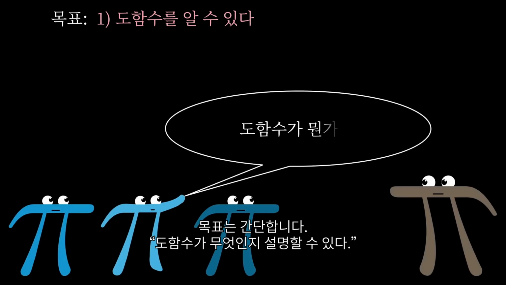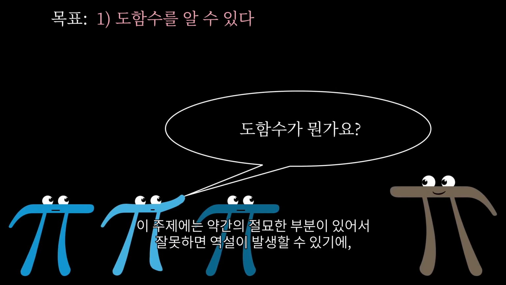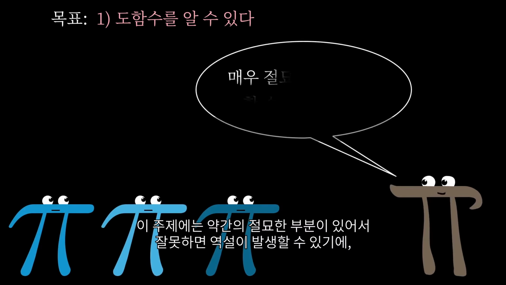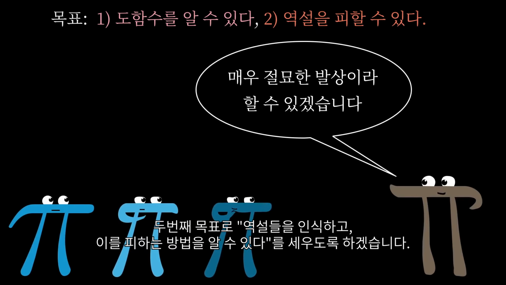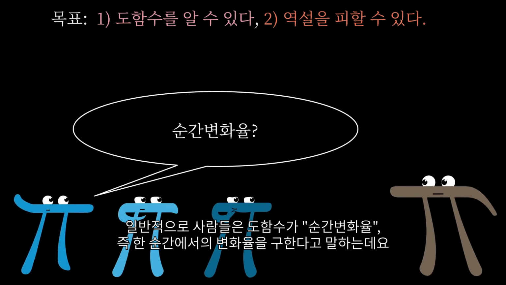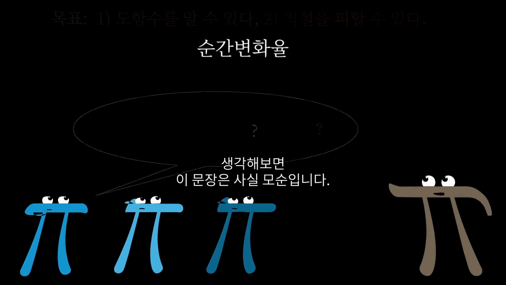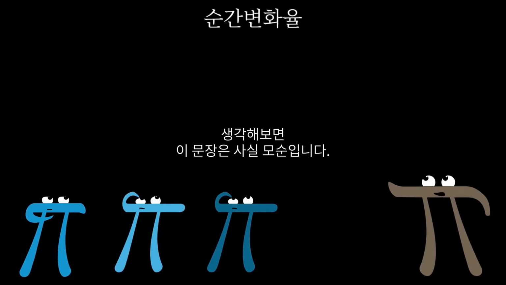The goal here is simple. Explain what a derivative is. The thing is, though, there's some subtlety to this topic, and a lot of potential for paradoxes if you're not careful. So kind of a secondary goal is that you have an appreciation for what those paradoxes are and how to avoid them. You see, it's common for people to say that the derivative measures an instantaneous rate of change. But when you think about it, that phrase is actually an oxymoron.